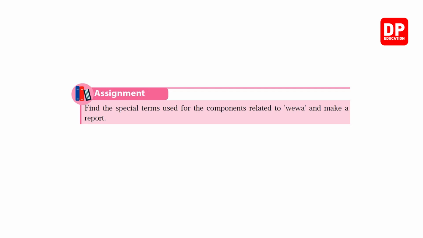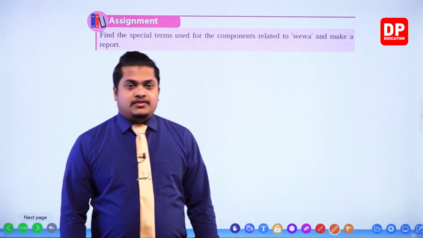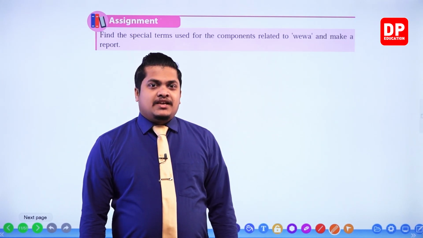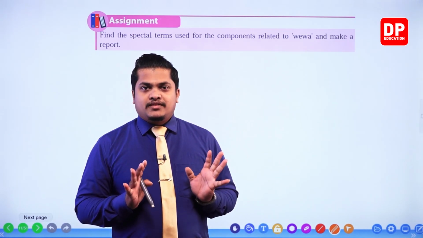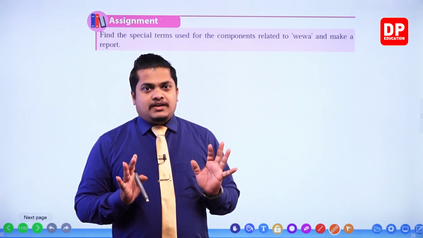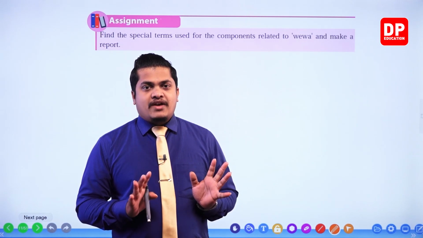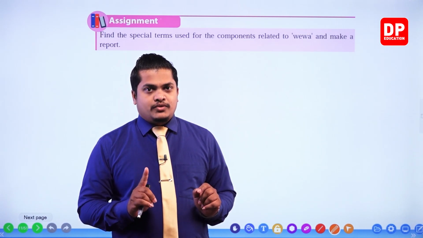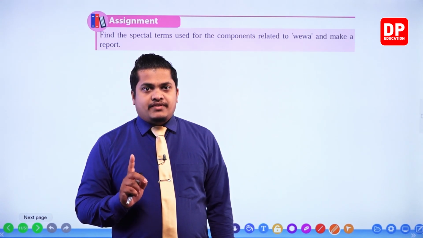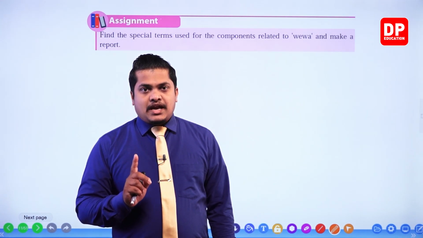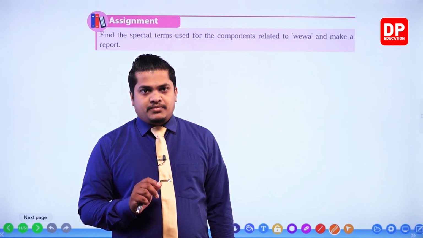Then you are given a question, an assignment. Find the special terms used for the components related to a weber and make a report. There are several components in a weber. Here, my dear children, I'm not going to mention these things at all, because I think in several lessons we have discussed them. Let me mention one lesson, the artificial environment and green concept. Within that lesson we have discussed these components.